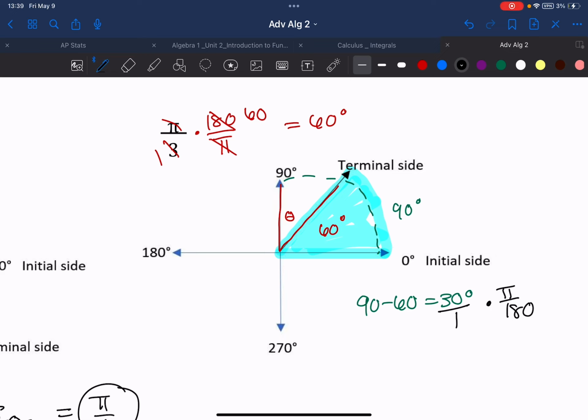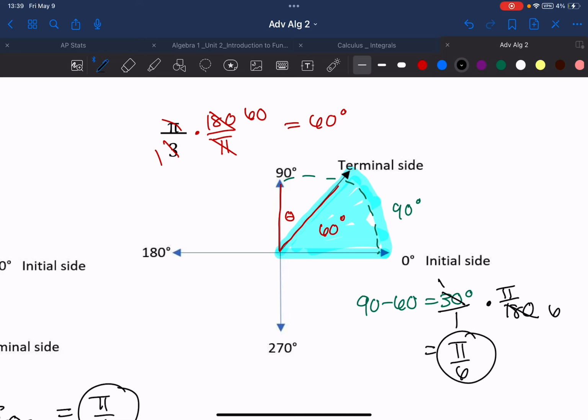180 divided by 30 gives me 6. So that means that this is 1, this is 6, so this is equal to pi over 6. Okay.